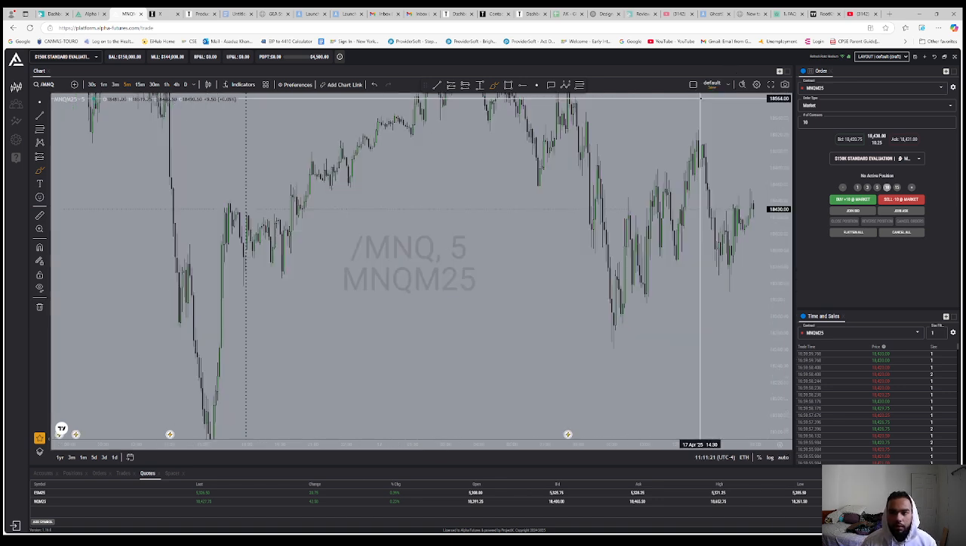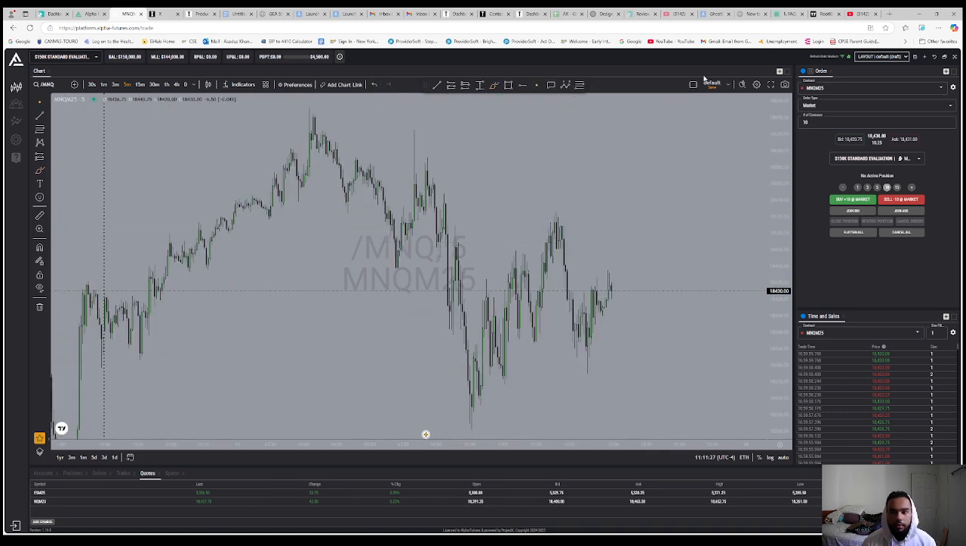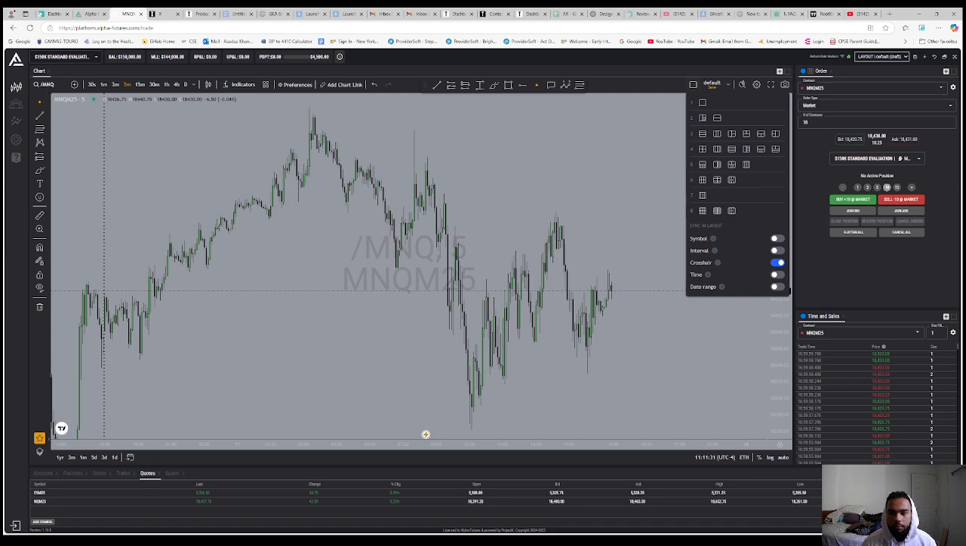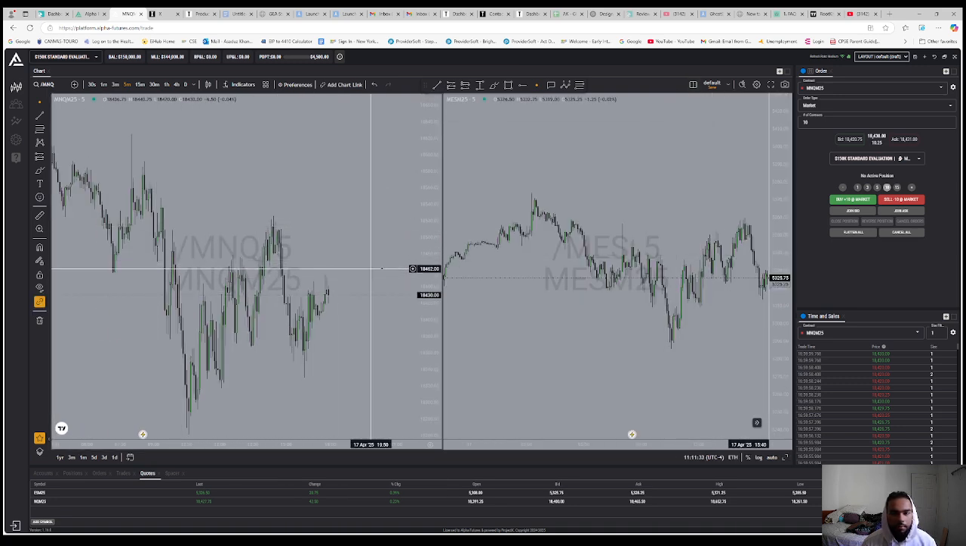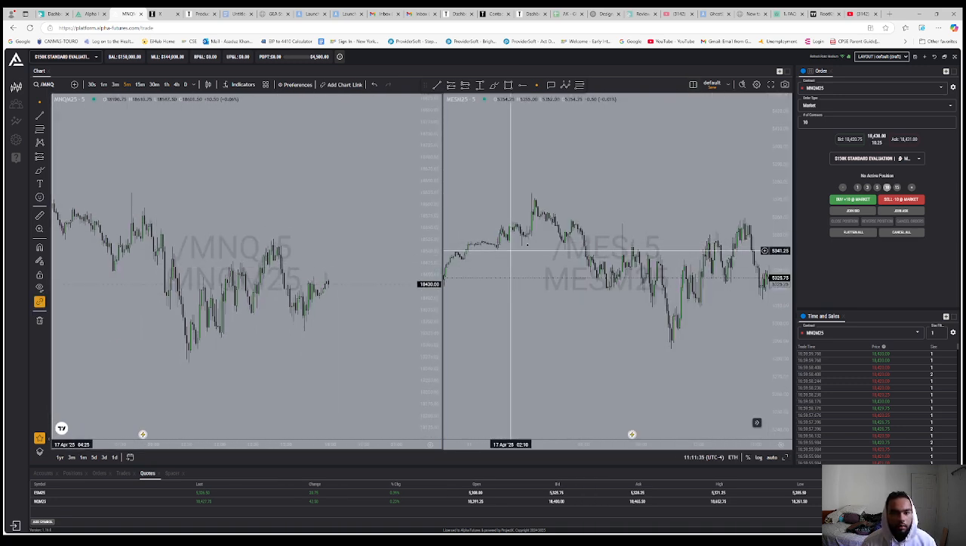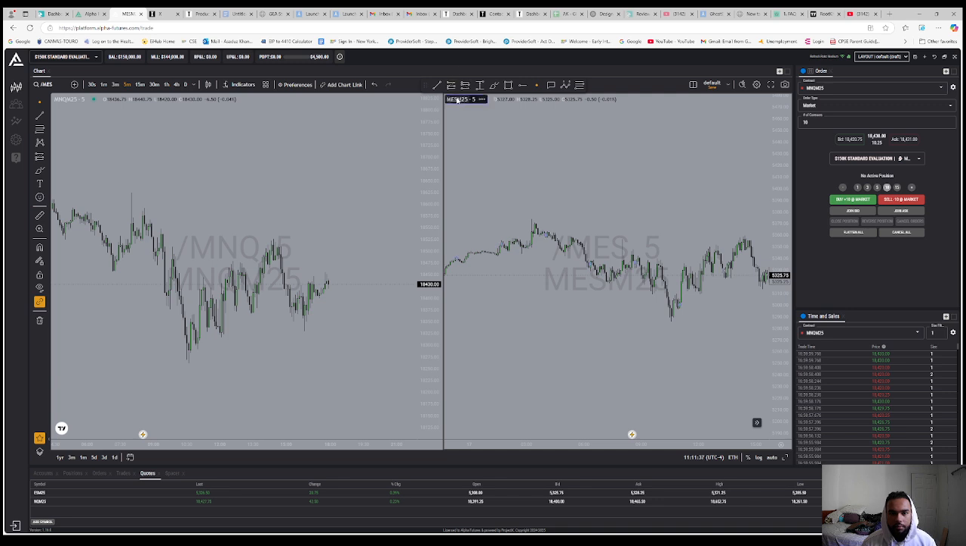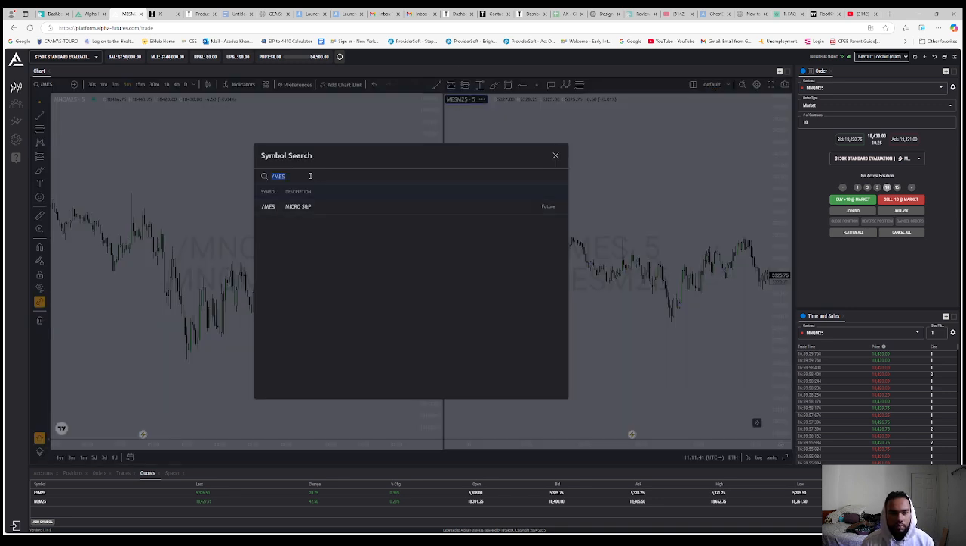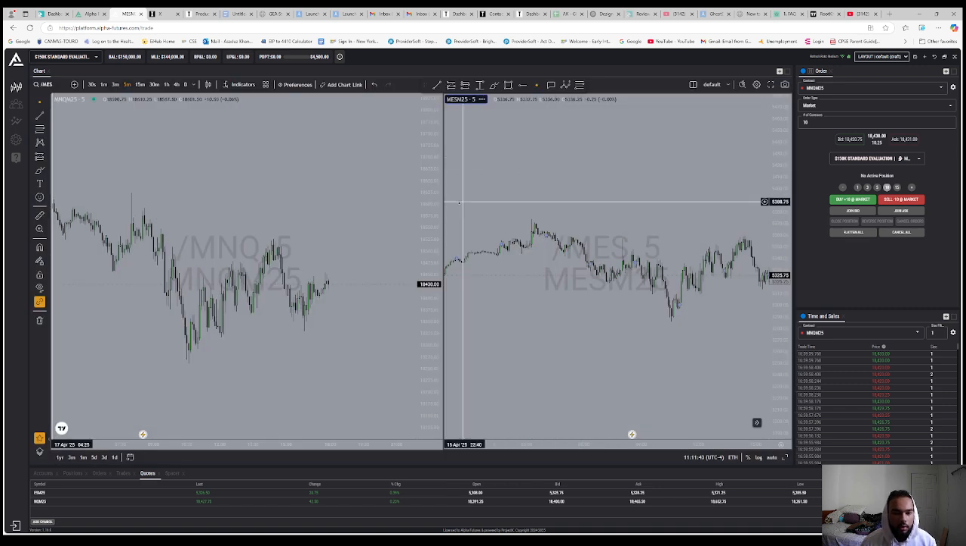So the first thing you want to do is make sure you're on a split screen. So you go next to the default right here, press split screen right here. Make sure it says MAQ and then MES. In order to check that, you can just press right here. It should just come up and you can change it to the name.